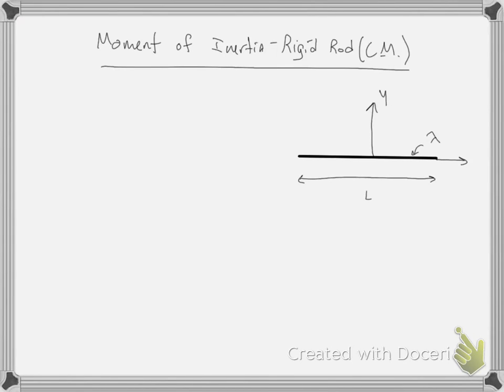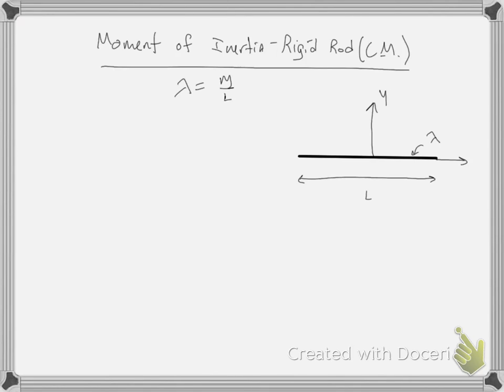Hey everyone, in this video I will be deriving the expression for the moment of inertia of a rigid rod as determined from the center of mass at the very center. This is a uniform mass distribution, which means that the mass is distributed evenly throughout. The mass density is known as the Greek letter lambda. We can write that lambda equals mass per length, of total length capital L.